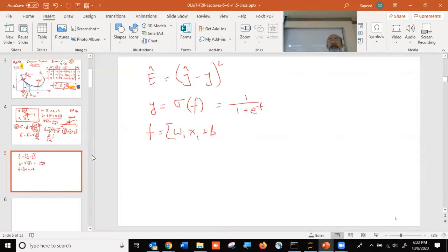We need to find out what is dE with respect to W. Now, we've got it in terms of y hat minus y squared, and y itself is a function of f, and f itself is a function of w. So ultimately, we can express it as a function of w. And once you've done that, then can we take the derivative? Right? All of you have studied calculus, right? So then we can take the derivative.